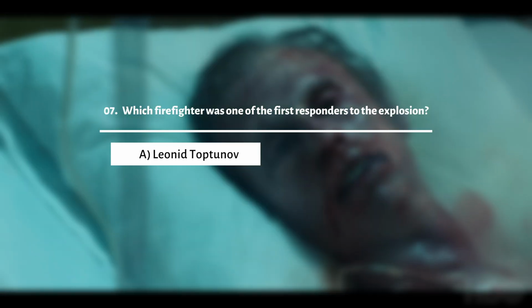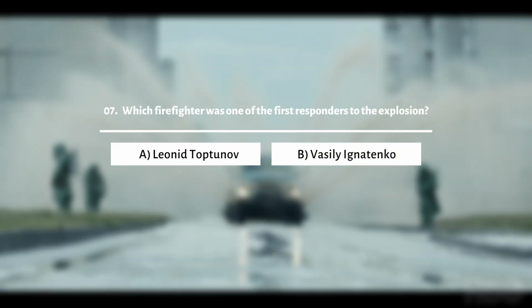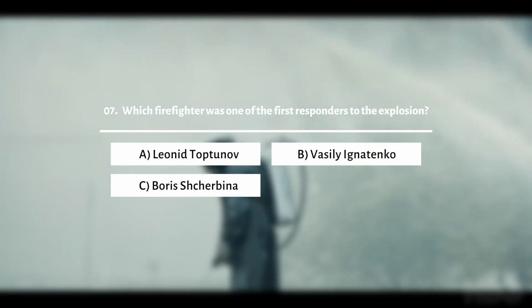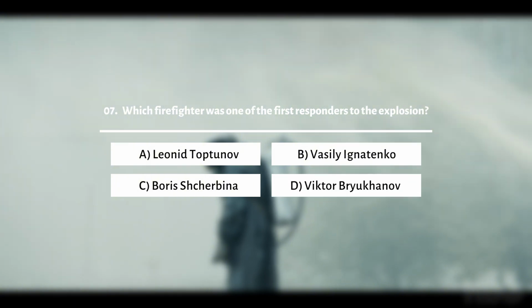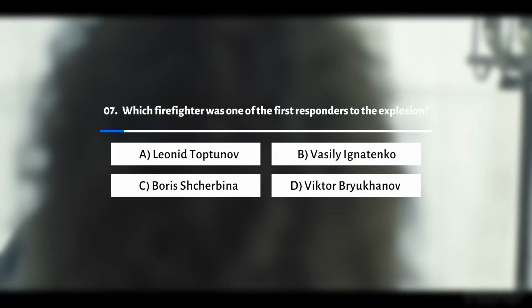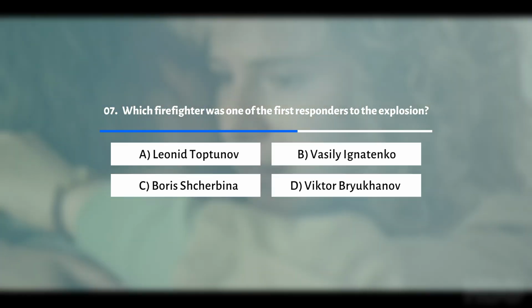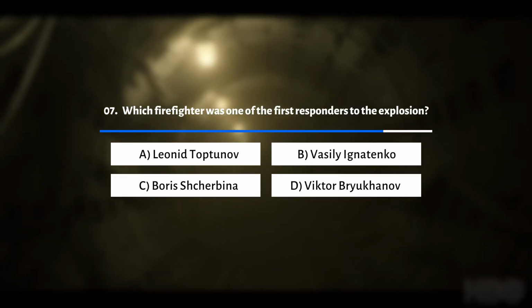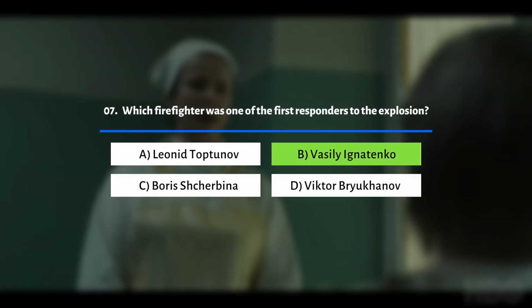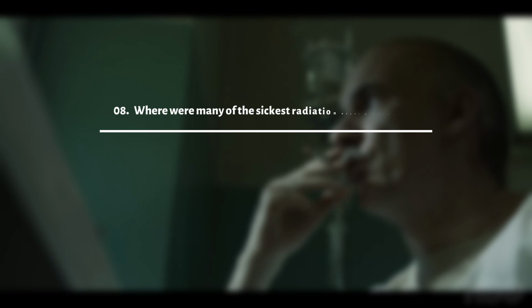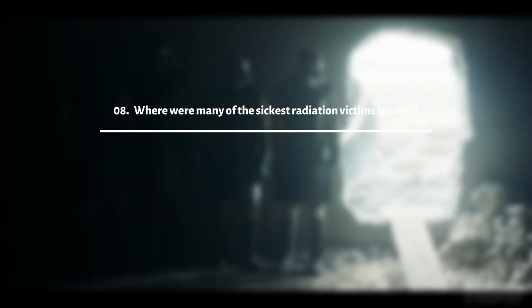A. Leonid Toptunov, B. Vasily Ignatenko, C. Boris Sherbina, D. Viktor Bryukhanov. Correct answer, Vasily Ignatenko. 8. Where were many of the sickest radiation victims treated?